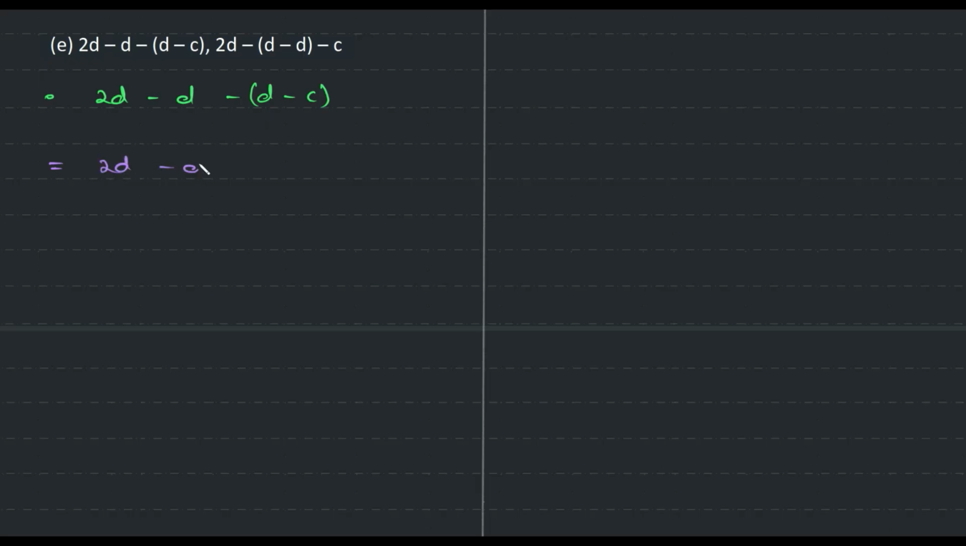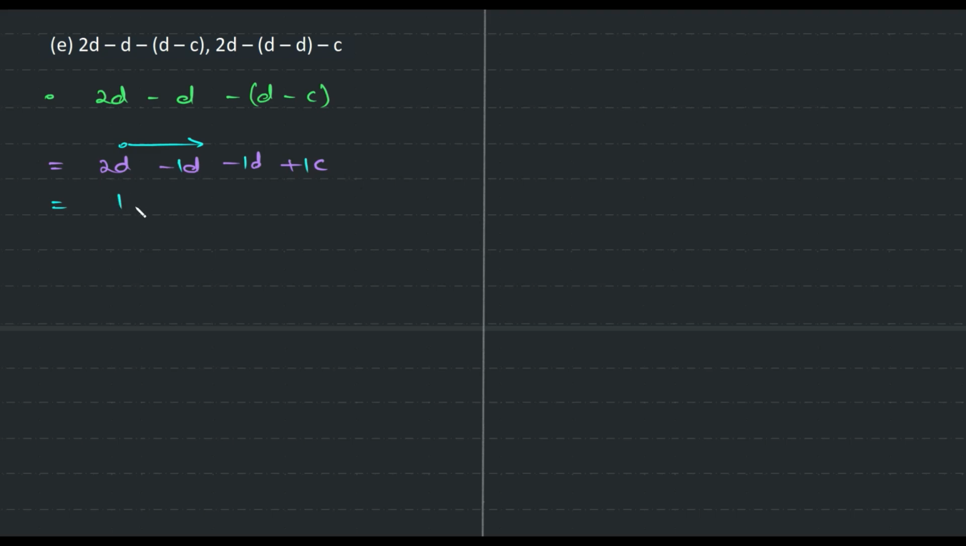So we have 2d minus d. Minus of anything would result in the additive inverse of whatever the variables are. D's additive inverse is minus d. Minus c's additive inverse is plus c. Then again using BODMAS. So we have 1d minus 1d plus 1c.